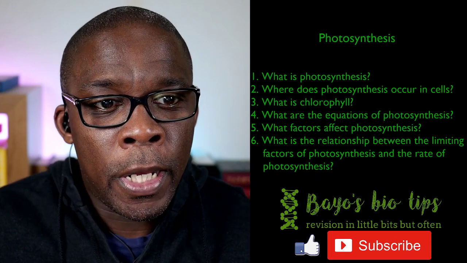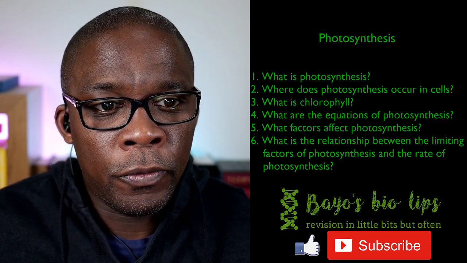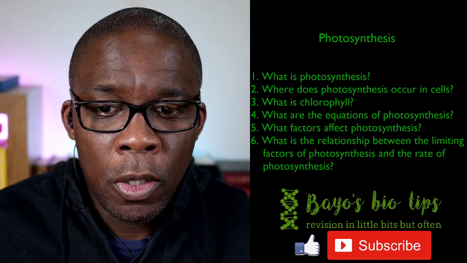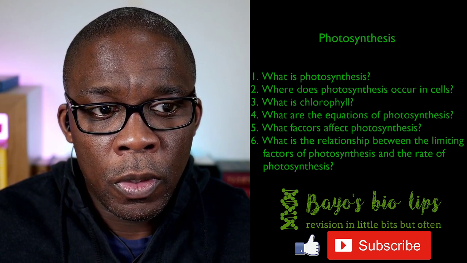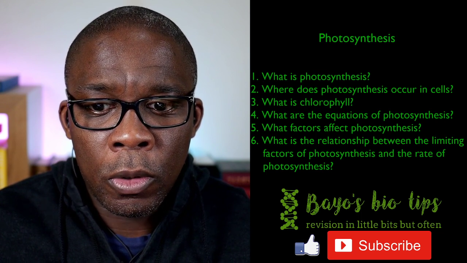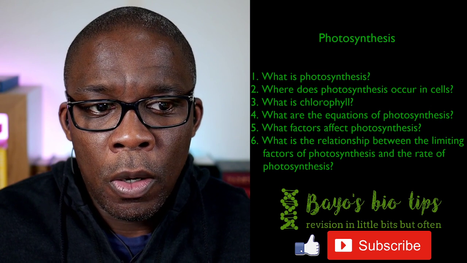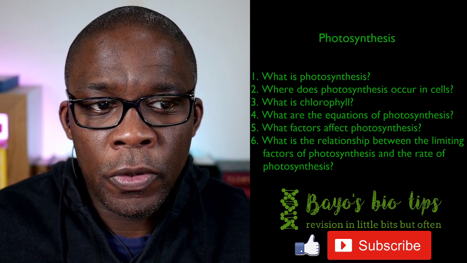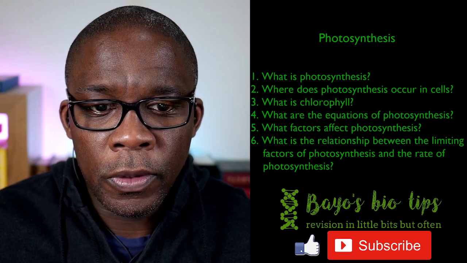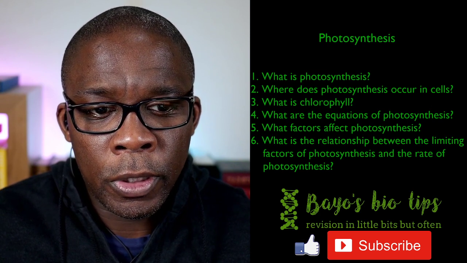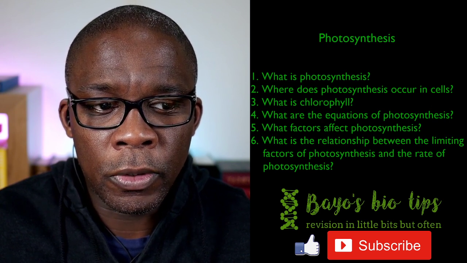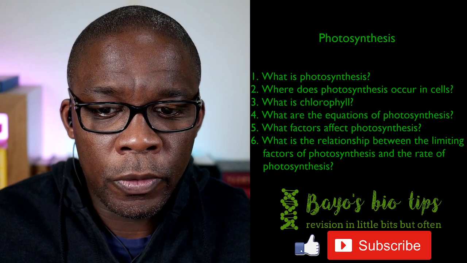Hello again, and this is going to be a video on photosynthesis. In this video, we're going to be looking at what photosynthesis is, where photosynthesis occurs in cells, what chlorophyll is, what the equations of photosynthesis are, what factors affect the rate of photosynthesis, and we're also going to consider the relationship between those limiting factors of photosynthesis and the rate of photosynthesis.